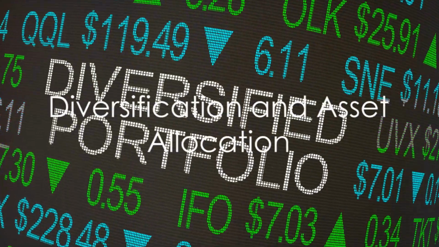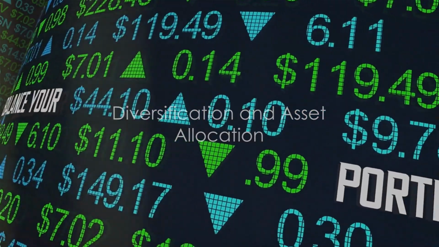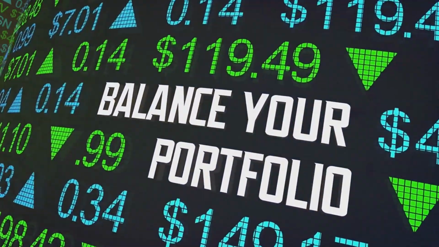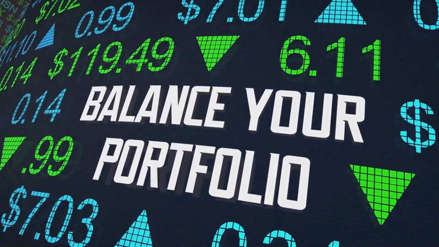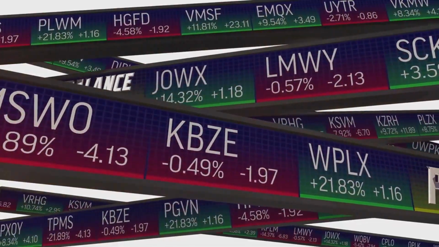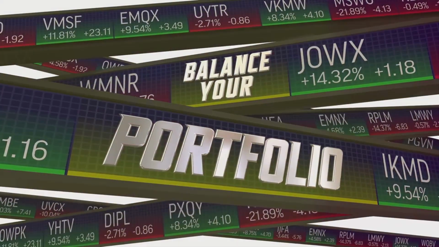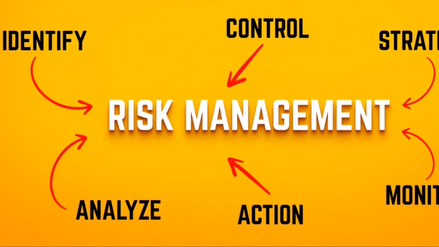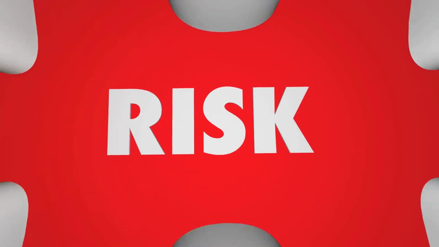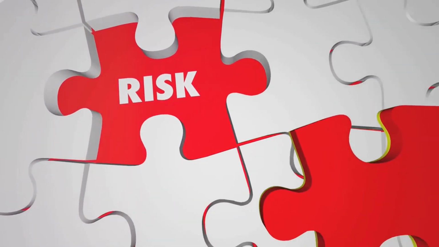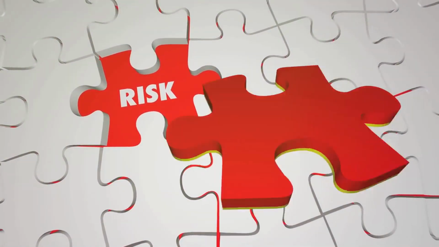To further bulletproof your portfolio, consider the principles of diversification and asset allocation. Diversification, a time-tested strategy, involves spreading your investments across various asset classes such as stocks, bonds, and commodities. This mitigates risk by ensuring that potential losses in one sector don't spell disaster for your entire portfolio.